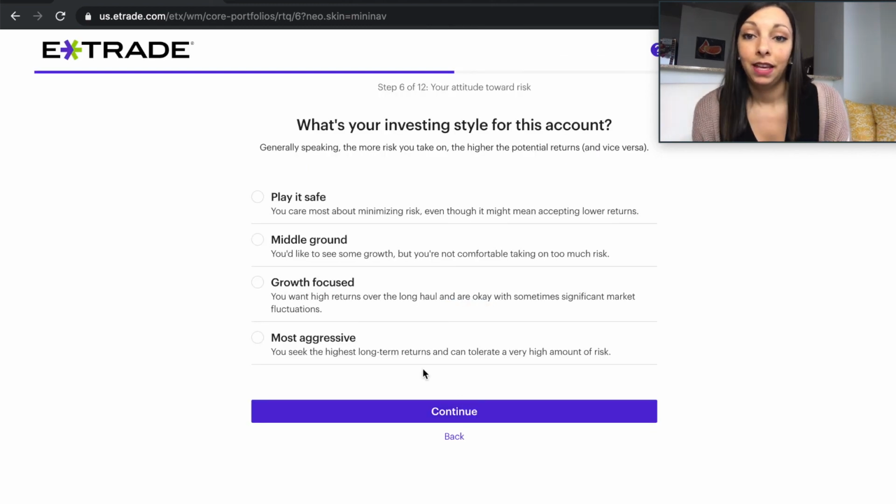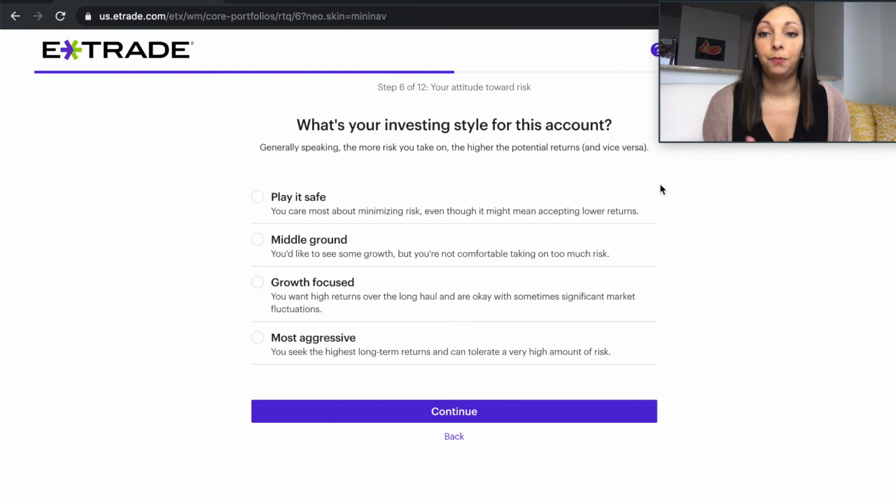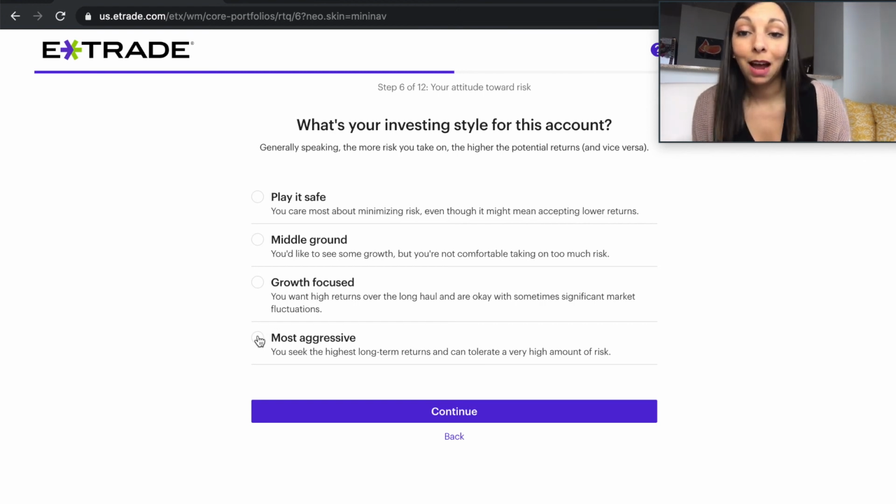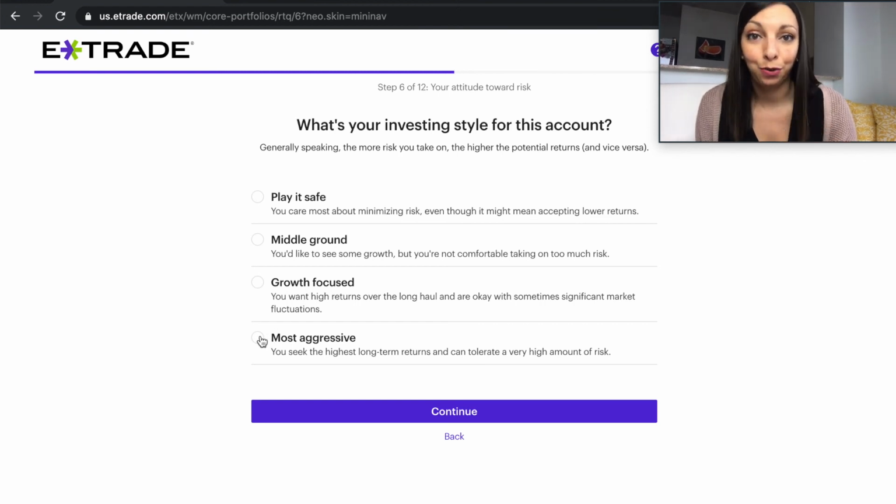This brings us to the next question. What is your investing style for this account? Generally speaking, the more risk you take on, the higher the potential for returns, and vice versa, which is what I was just talking about. So you want to ask yourself, okay, with this account, do you want to play it safe? You care most about minimizing risk, even though it might mean accepting lower returns. You're in the middle ground. You'd like to see some growth, but you're not comfortable taking on too much risk. Growth focused, you want high returns over the long haul and are okay with sometimes seeing the market fluctuate. Or the most aggressive, you seek the highest long-term return and can tolerate very high amounts of risk. For me, I'm gonna click this, but please go with how you feel on these questions.